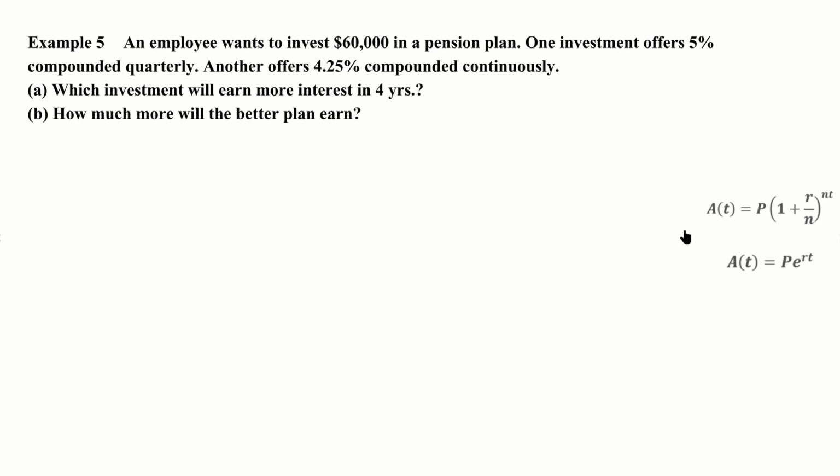So we need to decide which of these formulas to use. And of course, in this particular problem, we're going to be using both of them, but at different times. First, we're going to find out how much the investment which offers 5% compounded quarterly will pay. So we have the quarterly case, and we have the continuous case. For the quarterly case, we're using this formula, that's periodic compounding.